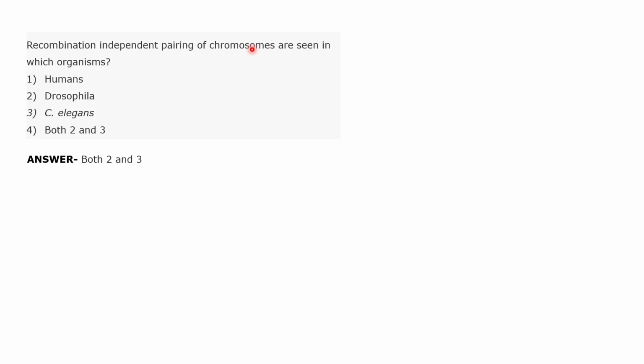Okay, so the answer to this question is both 2 and 3. In the case of Drosophila and Caenorhabditis elegans, recombination is not that important for chromosomal pairing. In humans it is important, homologous recombination has to take place, but in Drosophila and Caenorhabditis elegans, recombination independent chromosomal pairing is sometimes seen. So the answer is both 2 and 3. There is some difference in yeast as well as Aspergillus nidulans, so some species also show recombination independent pairing. So both Drosophila melanogaster as well as Caenorhabditis elegans, not humans.